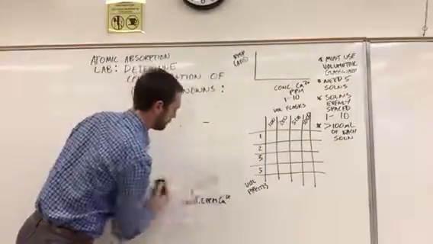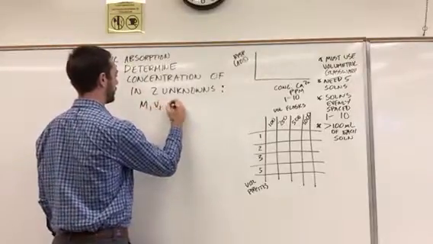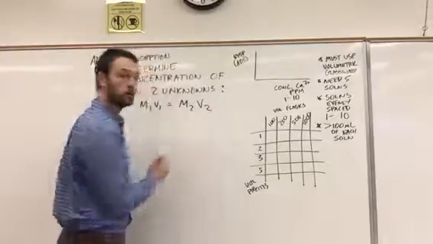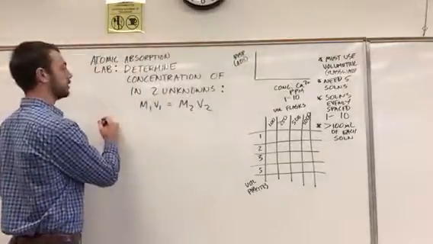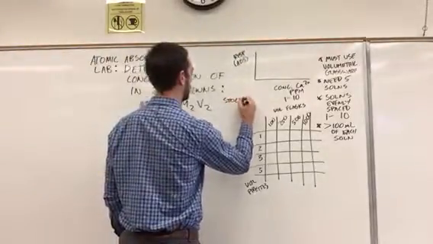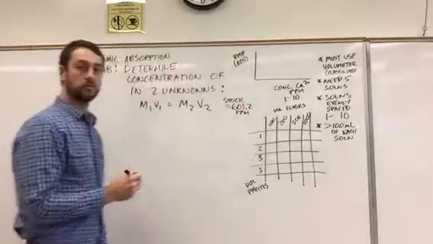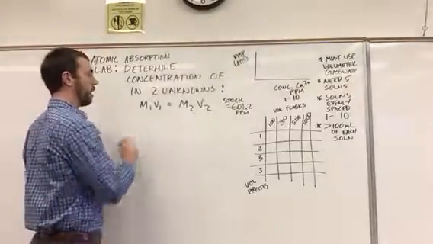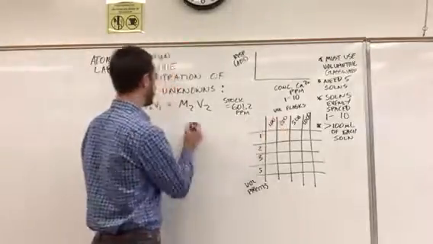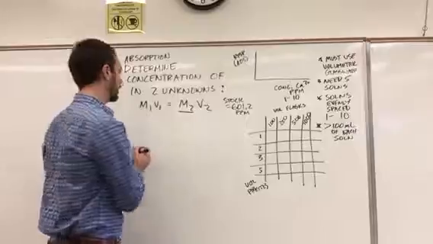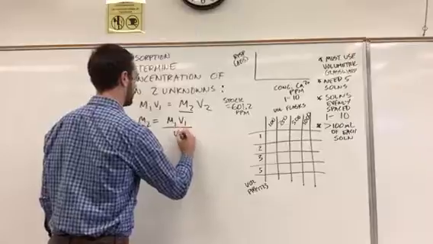So if I could draw this calculation out, M1V1 equals M2V2, where M1 is my stock solution, from the last video. So M1 is my stock solution, V1 is my pipette volume, V2 is my flask volume, and I'm solving for M2. So M2 is equal to M1V1 over V2.